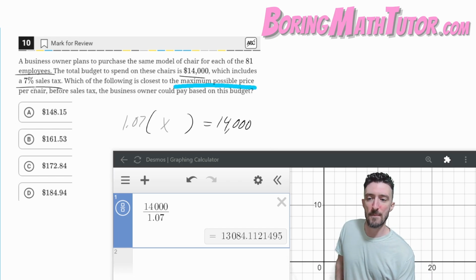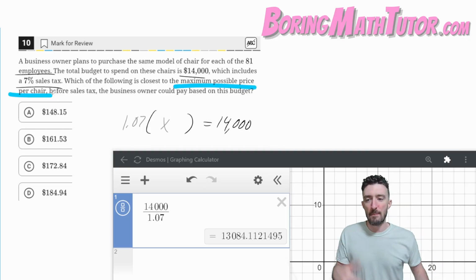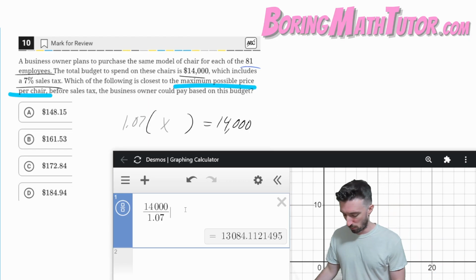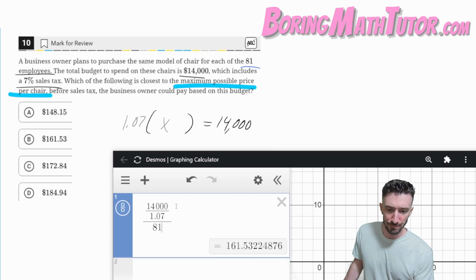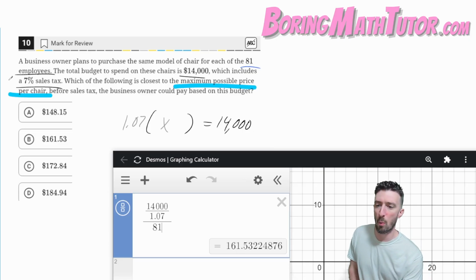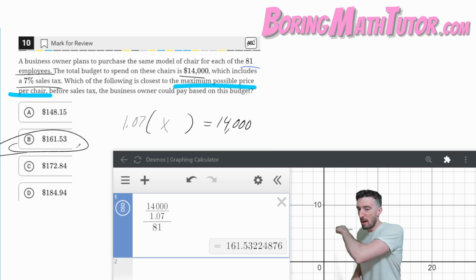They want to know the maximum he can spend per chair. So that means I need to divide that by my 81. So let's divide this by 81. I got a big fraction bar right there. So that puts us at 161.53. I'm done.